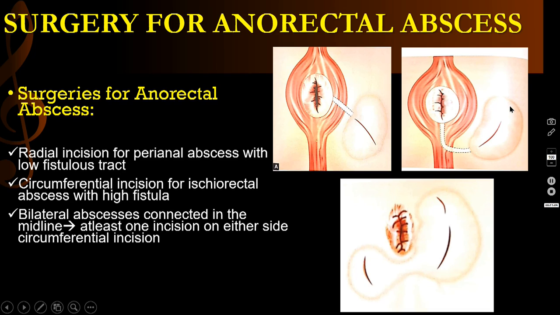Suppose this is ischiorectal abscess, the internal fistula will be somewhat curvilinear. So here you have to make a circumferential incision or curvilinear incision over the ischiorectal fossa. If the abscess is bilateral abscess connected in the midline like this, okay, this is one abscess, this is another abscess, both are connected, then at least one incision on either side. You have to put at least one here, both are circumferential or curvilinear incisions you have to put.